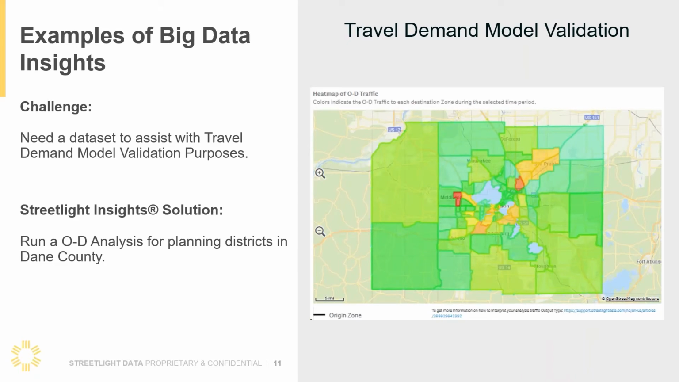We're also able to use StreetLight data for travel demand model validation purposes. So in this scenario, what we did was create about 100 different planning districts in Dane County and ran an origin destination analysis in order to get trip tables. And this is going to prove useful when it comes time to validating the trip tables in the travel model when we get to that point. And we'll be able to validate that against the travel survey data later this fall.